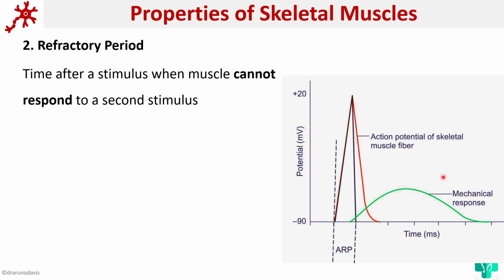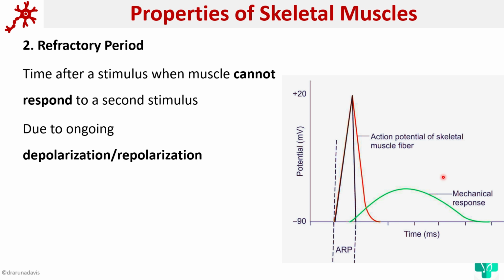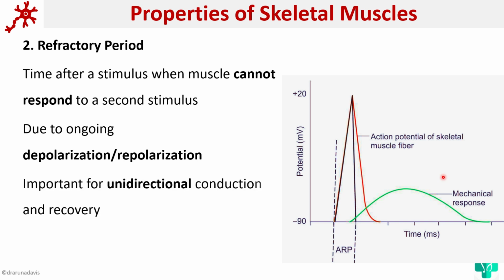Suppose we stimulate a muscle, it is contracting. We give another stimulus, but the muscle will not respond to that second stimulus if it is given during that refractory period. Now this is because of that ongoing depolarization. During this time the sodium channels would be inactive. Once the sodium channels are activated by depolarization, soon after they become inactivated, and that is why we have a refractory period. Now this is important because it helps in unidirectional conduction and recovery. So refractory period is an important property of skeletal muscles.